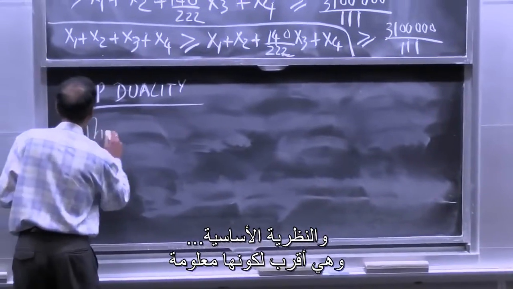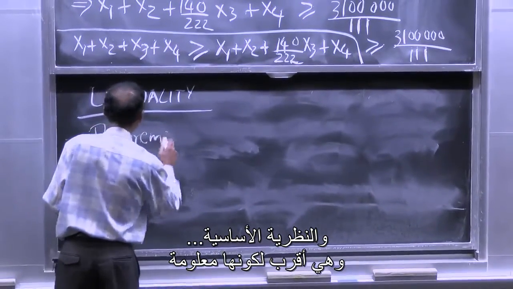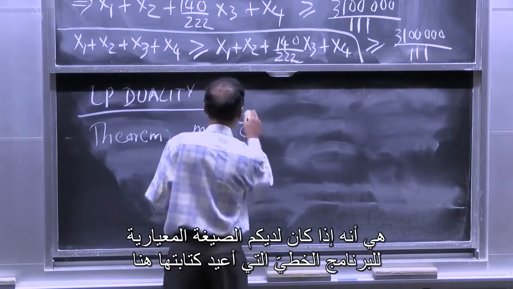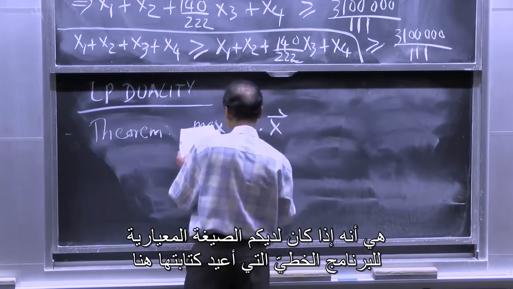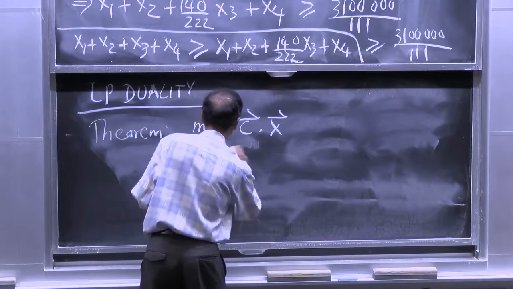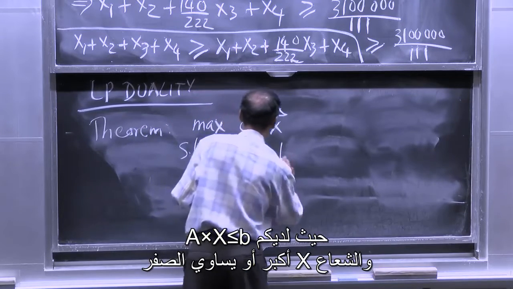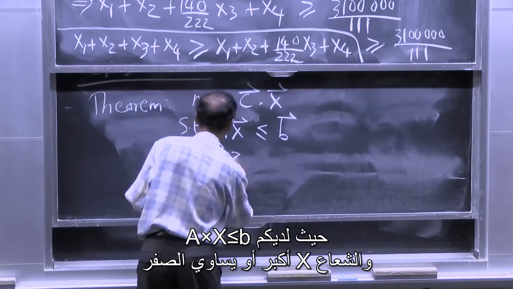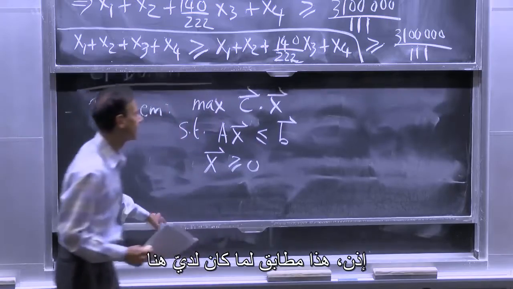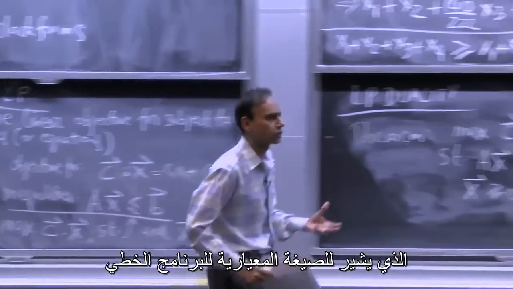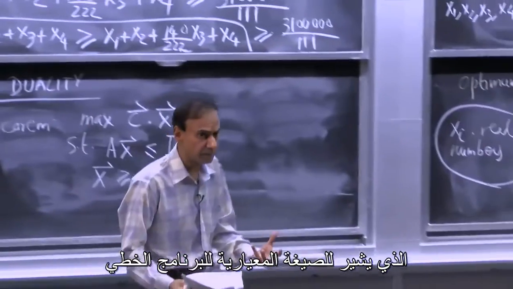And the basic theorem, and this is really more as an FYI, we won't prove this theorem, is that if you had the standard form for the LP, which I'm just writing down again here, where you had Ax less than or equal to b, x vector greater than or equal to 0. So that's identically what I had up here, corresponding to the standard LP form.